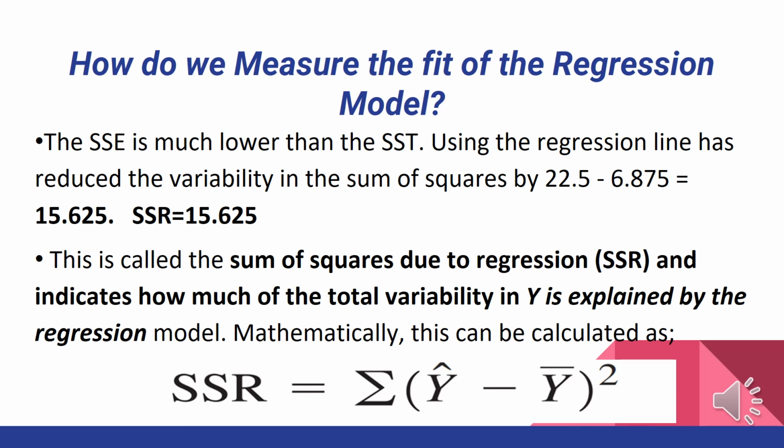22.5 minus 6.875, which is equal to 15.625. This is called the sum of squares due to regression and indicates how much of the total variability in sales is explained by the regression model. Mathematically, this can be calculated as: the sum of squares due to regression equals the sum of (predicted value of sales minus the average mean of sales) squared.